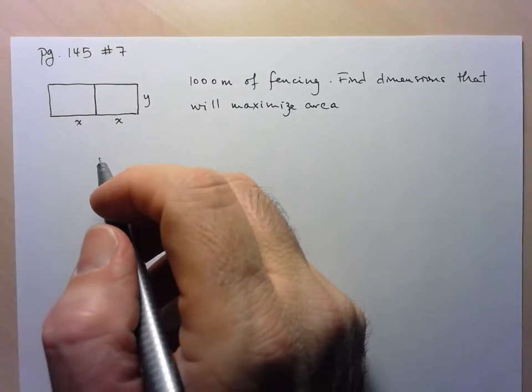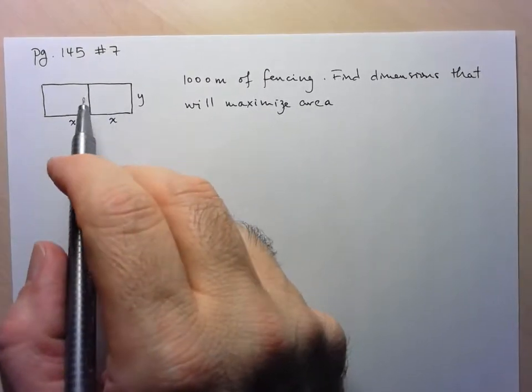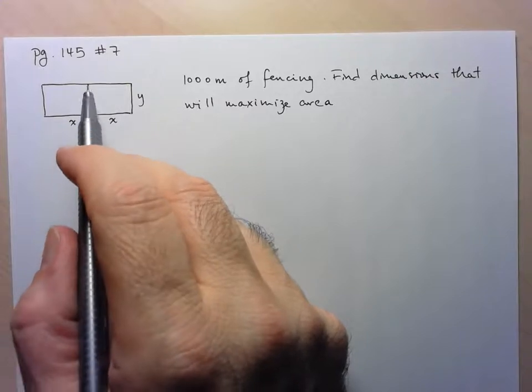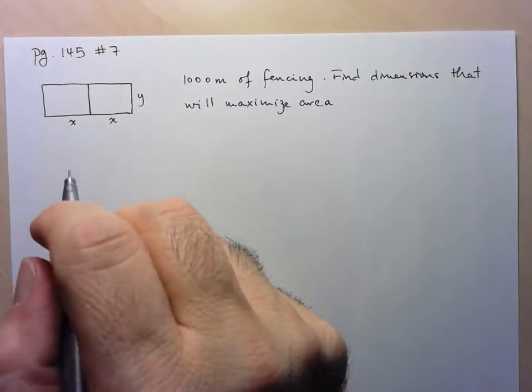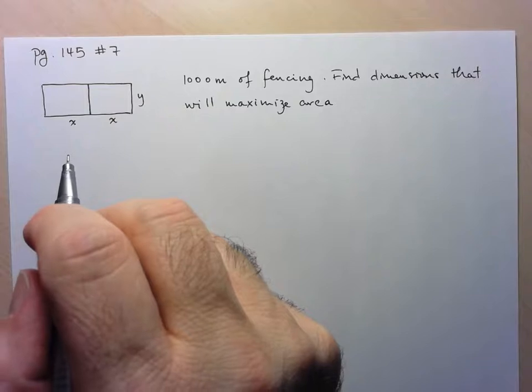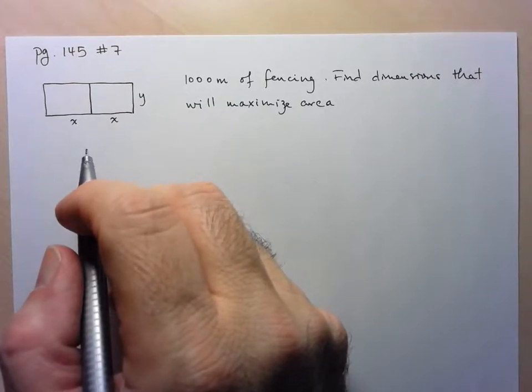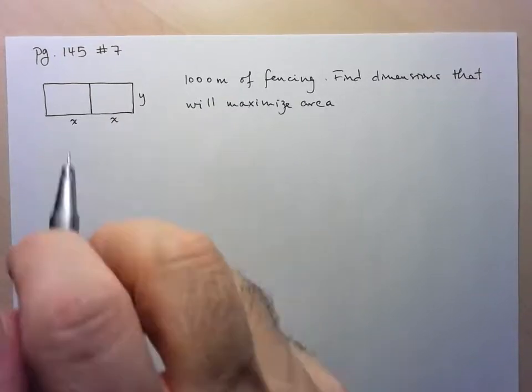Now you've got to be careful here, because even though we're working with a rectangle, because of this extra side that we're including, we can't assume that the answer is going to be a square. It could be, but we shouldn't assume since we've got some extra constraints here.